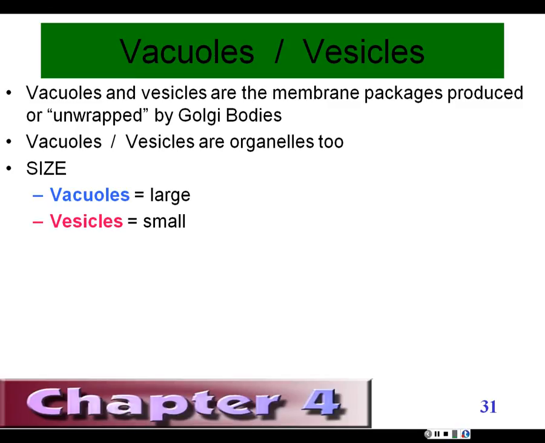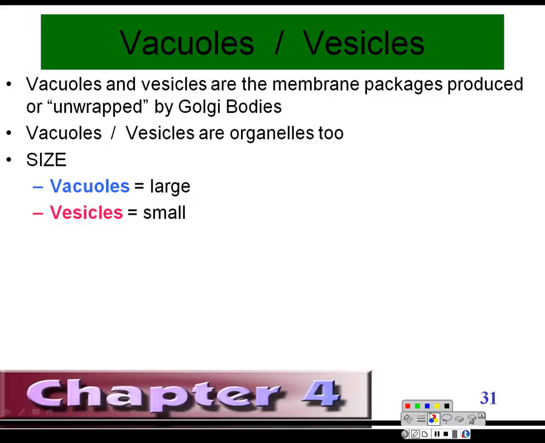So vacuoles, we said, are large membrane packages. Vesicles, we said, are small membrane packages. If it comes into the cell and it's repackaged by the Golgi bodies, it's not just allowed to go free floating in the cytoplasm. Does it then repackage them for some reason?